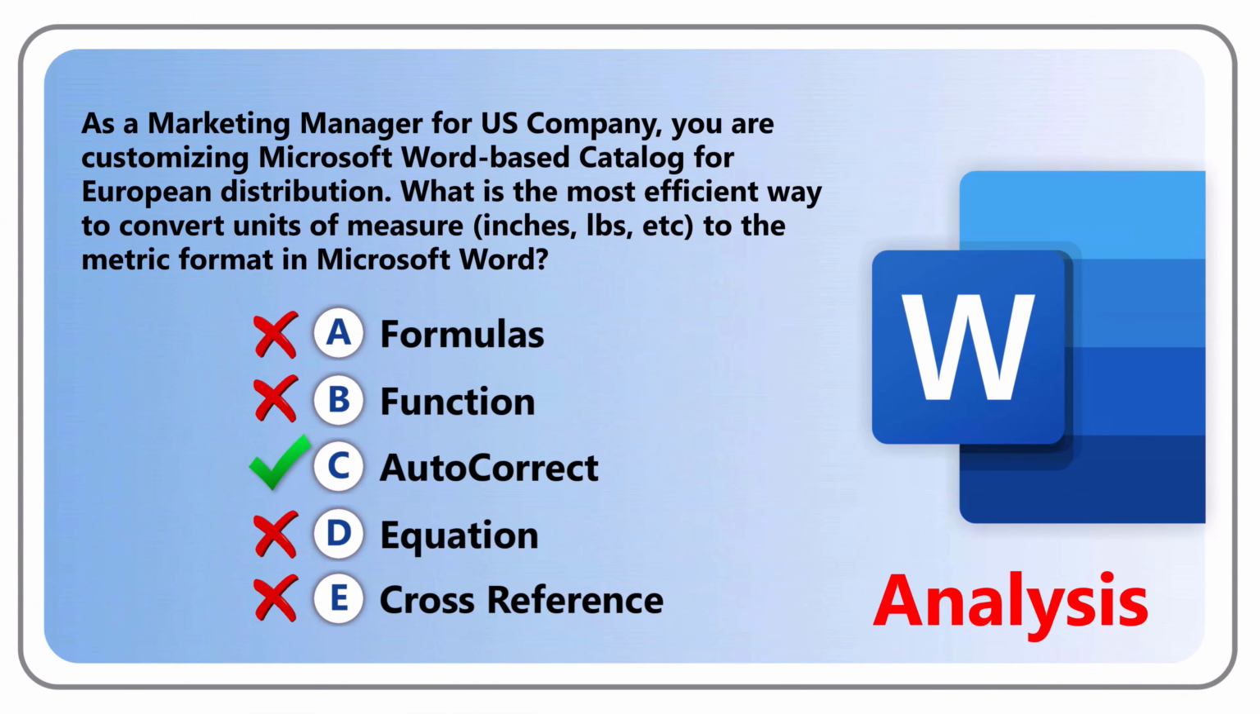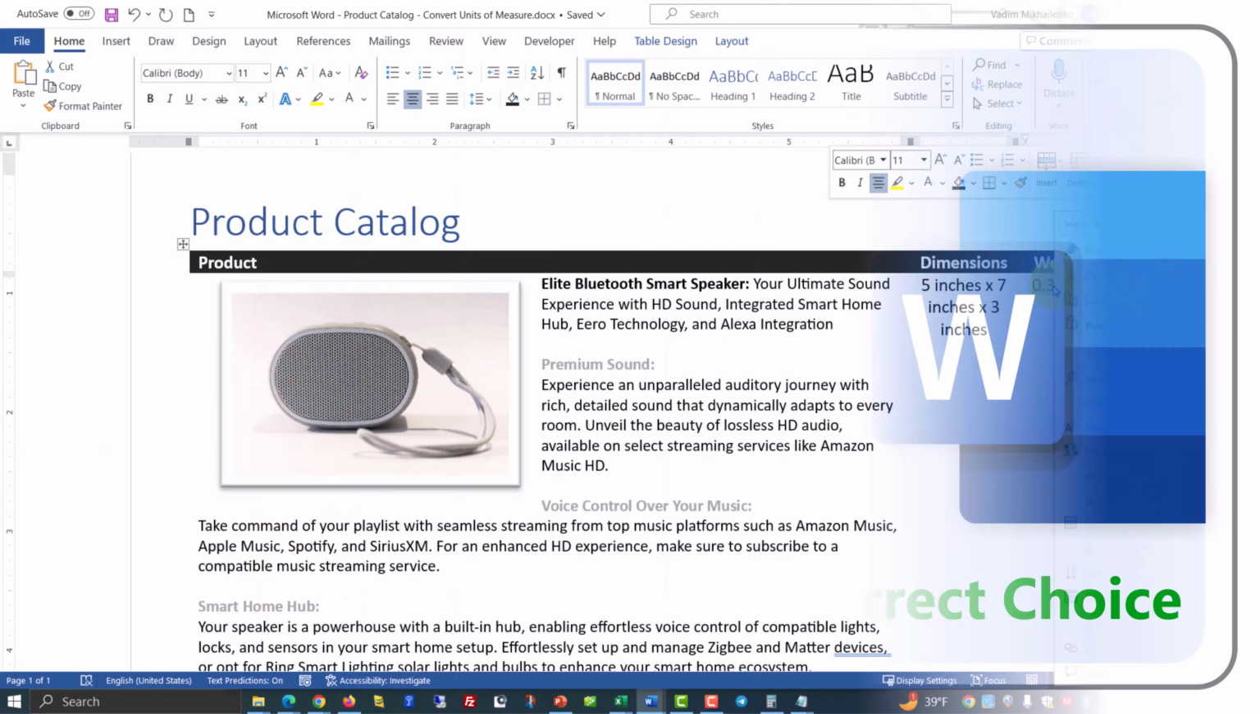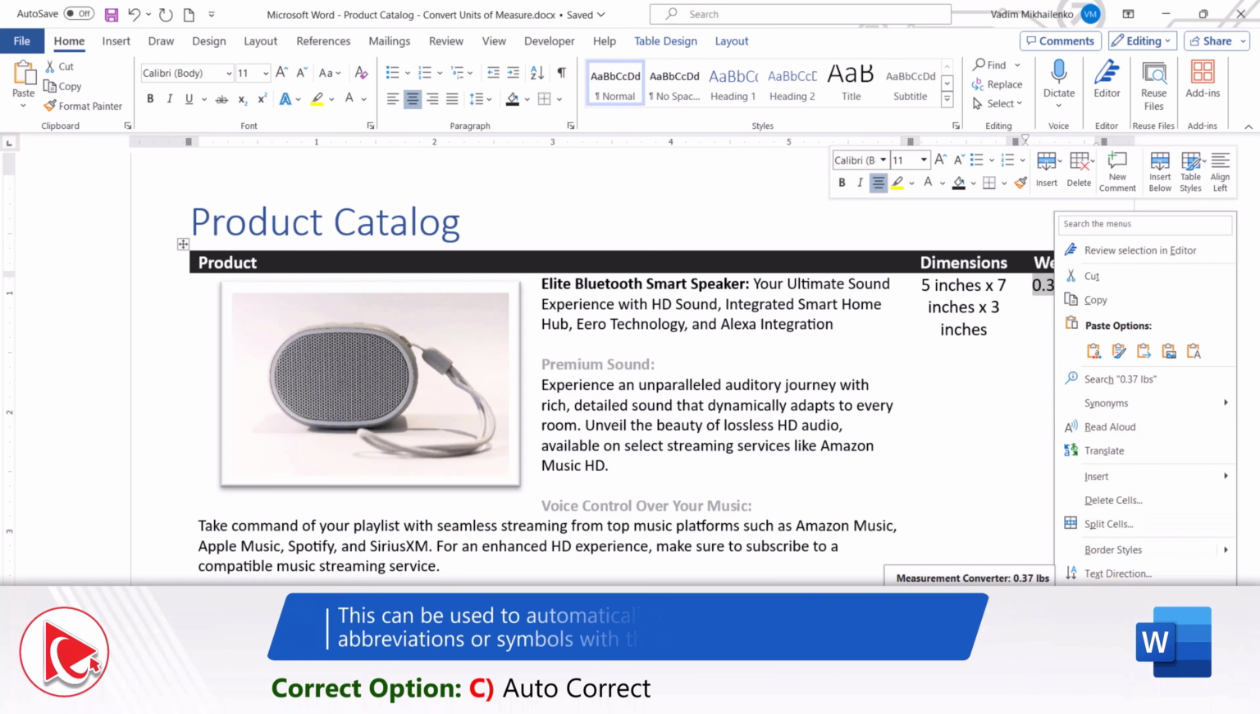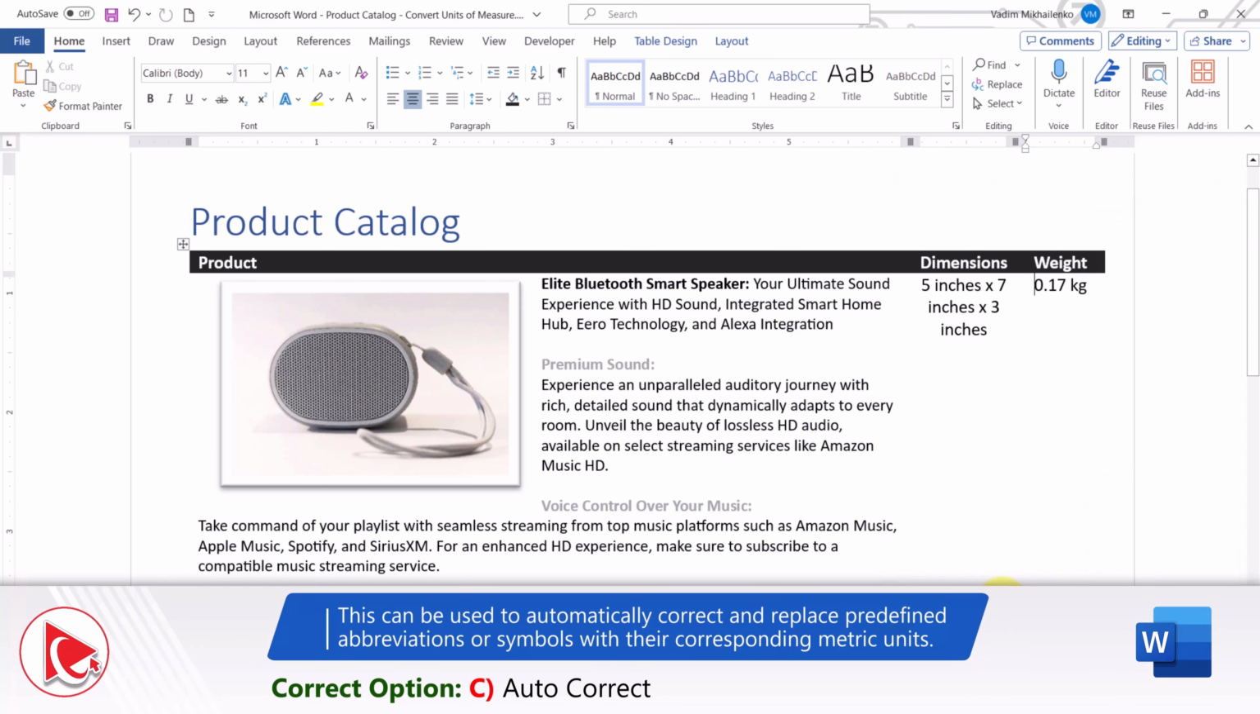This analysis leads us to choice C, autocorrect. Microsoft Word's autocorrect feature can be used to automatically correct and replace predefined abbreviations or symbols with their corresponding metric units. This is an extremely efficient way to convert units of measure to the metric format.